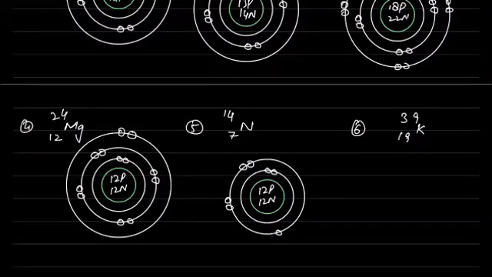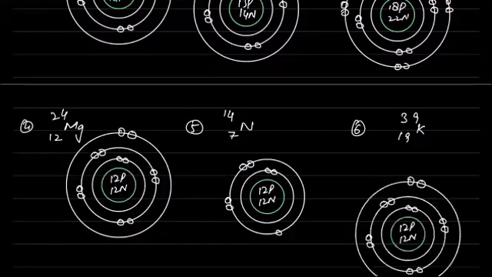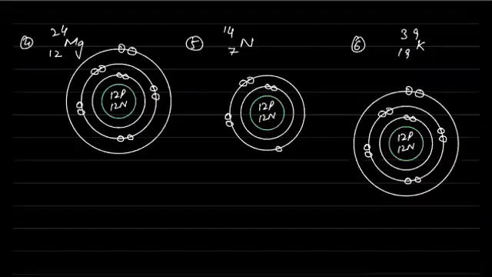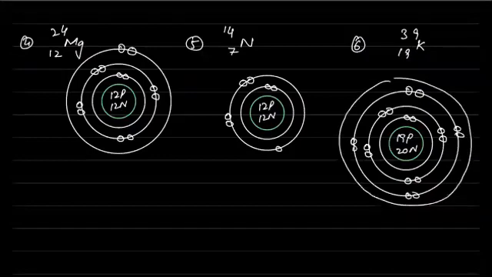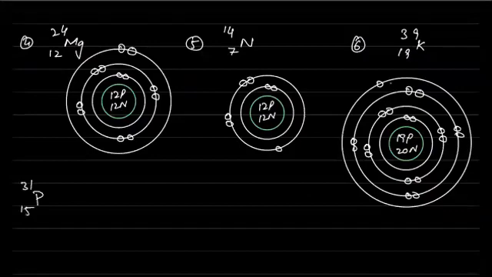Potassium is going to be 19 protons and 20 neutrons. Its electronic configuration is 2, 8, and this is also 8, and the valence shell has 1 electron. And phosphorus is 31 and 15. Its electronic configuration is 2, 8, and 5. So this was the way we can draw the structure of the atom.